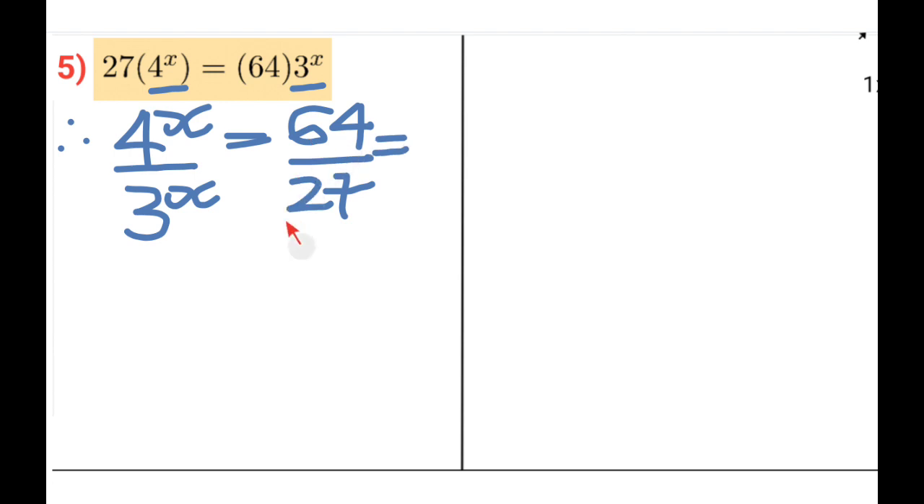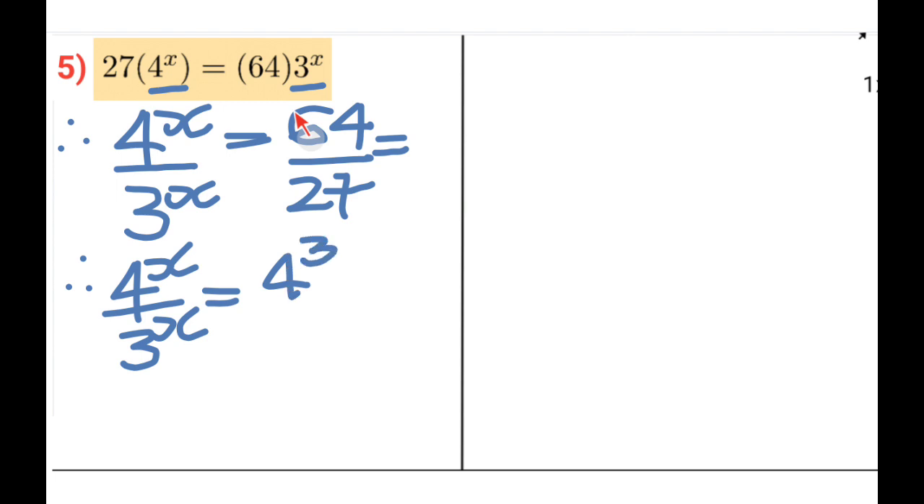So that is equal to 4 to the power of x over 3 to the power of x, since 64 is 4 to the power of 3. How do I know it's going to be a base of 4? This is what guides me. So you express 64 as a power with a base 4. So that becomes 4 cubed over 27, which is 3 cubed, so that makes life easy.